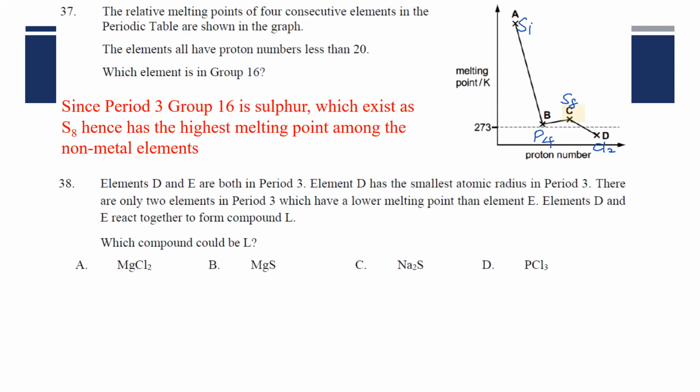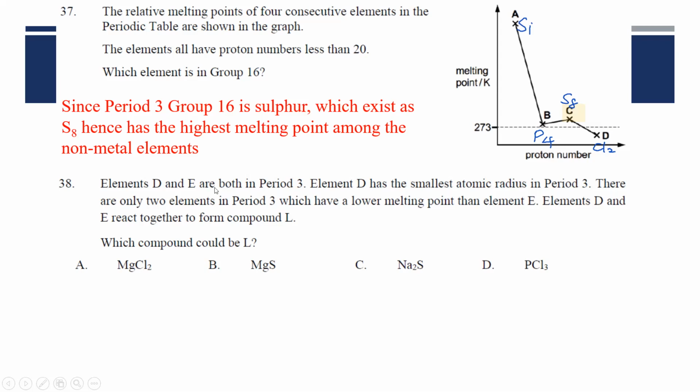38. Element D and E are both in period 3. Element D has the smallest atomic radius in the period 3. So there are 2 elements in the period 3 which has a lower melting point than E. So element D and E react together to form L. What could be L? So now this one is slightly a little bit different from the question just now. So element D has the smallest atomic radius compared in the period 3, but that does not include argon, because argon is the smallest. So therefore D is possibly chlorine.